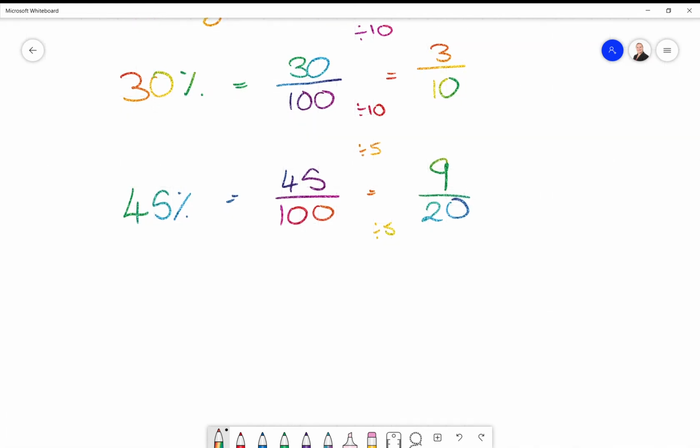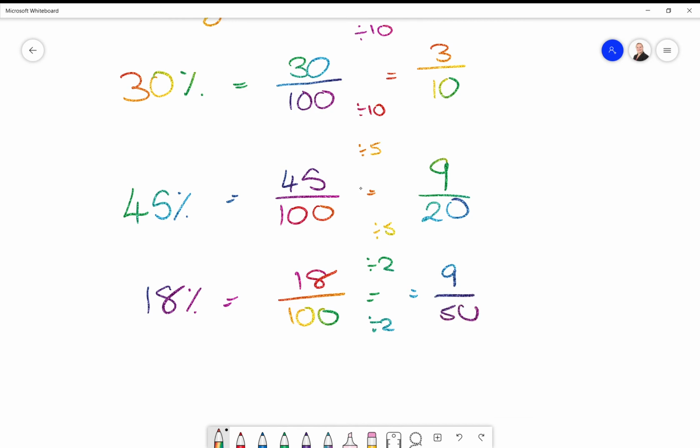Let's do a few more. Let's do 18%, so 18 for every 100. Now you can see these ones are even, so I'm going to divide the top and the bottom by 2. 2's into 18 is 9, 2's into 100 is 50. Won't go down any further. So those are reasonably easy ones.